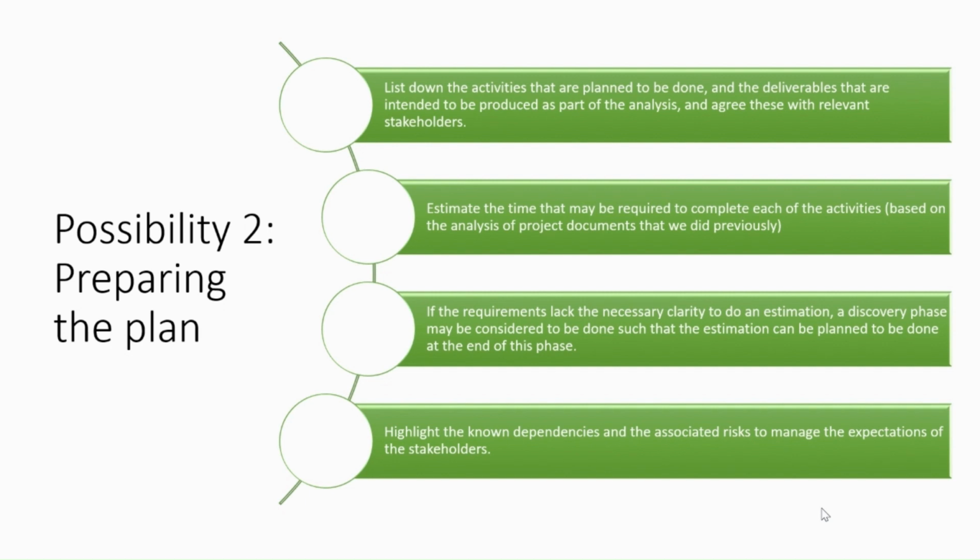There is a possibility that even after we analyze the project documents, we don't have sufficient clarity to do the estimation. In such cases, it may be better to have a discovery phase such that the estimation can be planned to be done at the end of this discovery phase, where we are expected to have more clarity on the requirements. In addition to all these, whenever we propose a plan, it is wise to highlight any known dependencies and the associated risks. This could help in managing the expectations of the stakeholders.